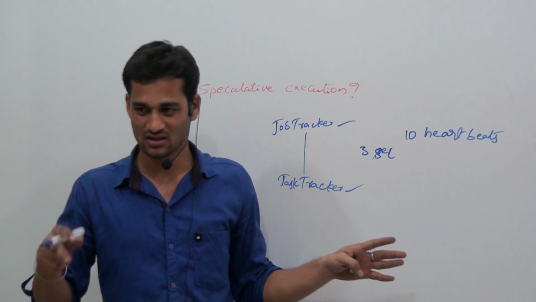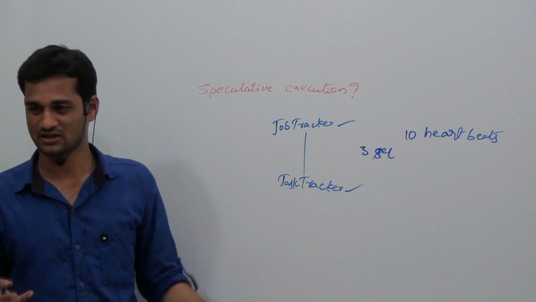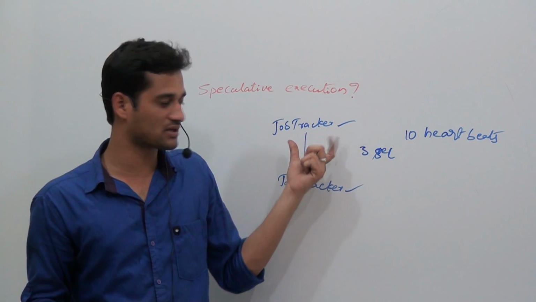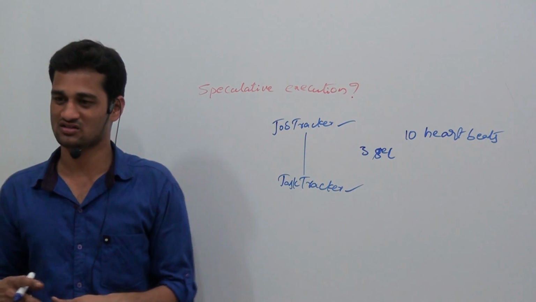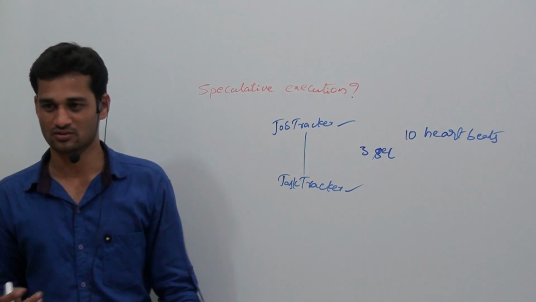where you have the same input split, meaning the input block, in a different data node. It is waiting, and whoever gives output first will be considered. The slowly working one will be stopped abnormally. That process we call speculative execution.